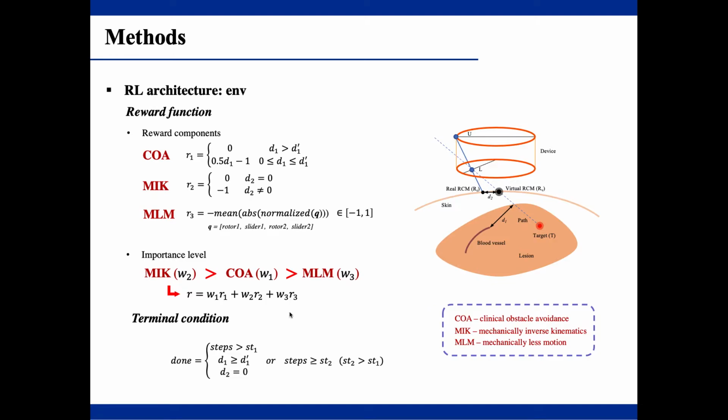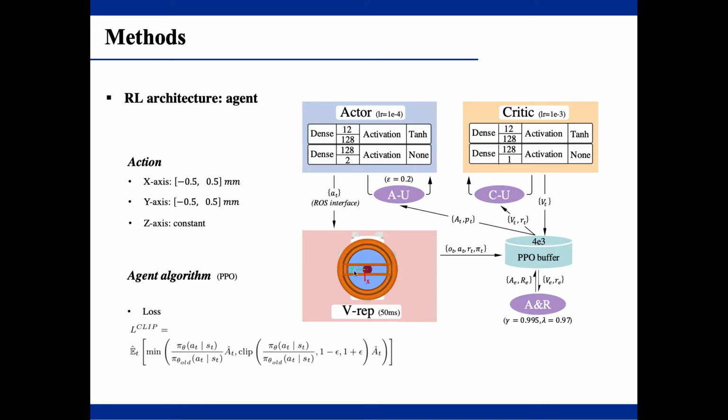Finally, we set the terminal condition based on the number of interaction steps and each criterion. For the agent side, the action is executed by RCM along the X and Y axis. The action range is from -0.5 to 0.5 millimeter and kept constant in the Z direction. The agent algorithm is PPO. The network is constructed like this diagram. The loss function we used is the clip type.